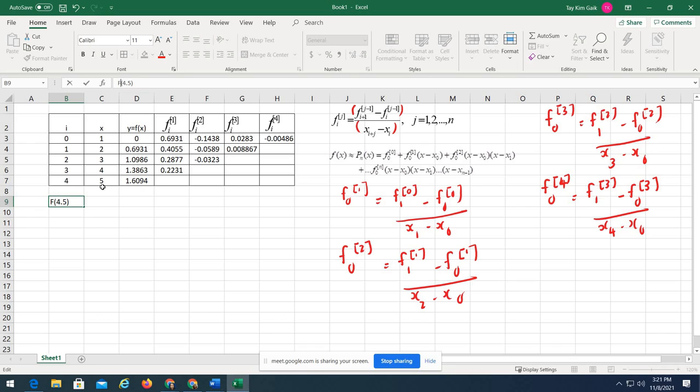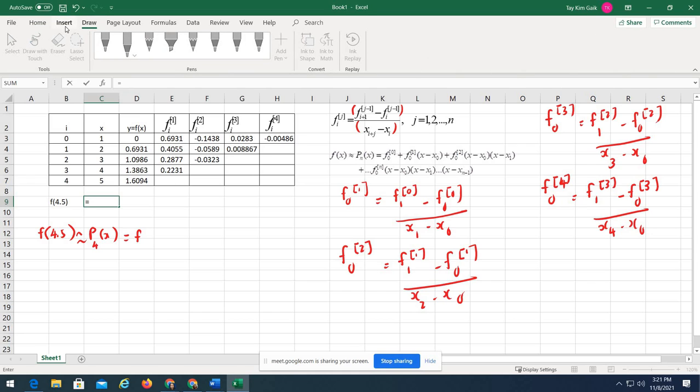I just put it to estimate this F 4.5. According to this formula, F 4.5 approximates to P4, if I go up to 4. So this is P4(x) equal to F naught 0. Okay, F naught 0 means the F naught, look at this formula.